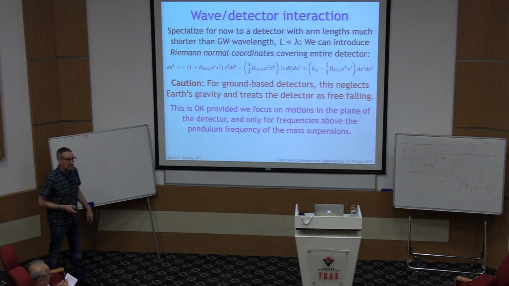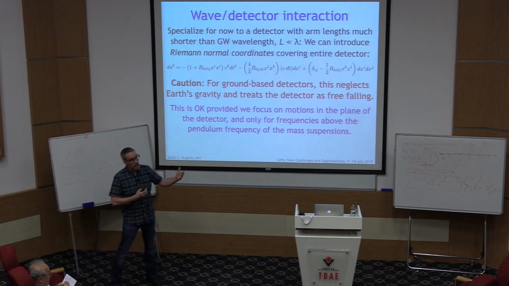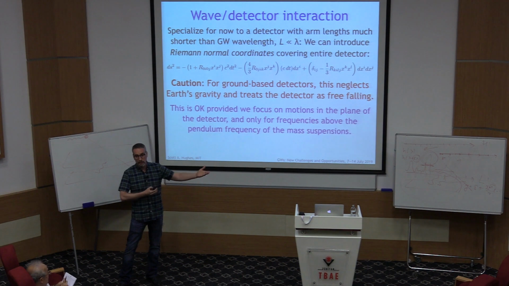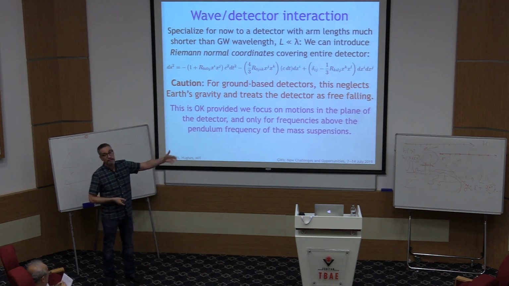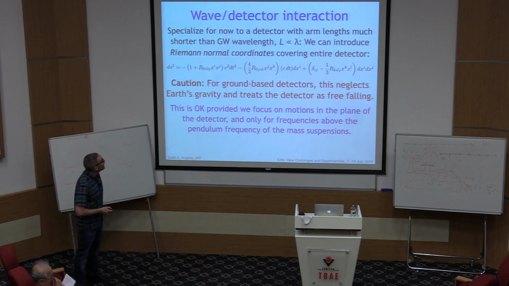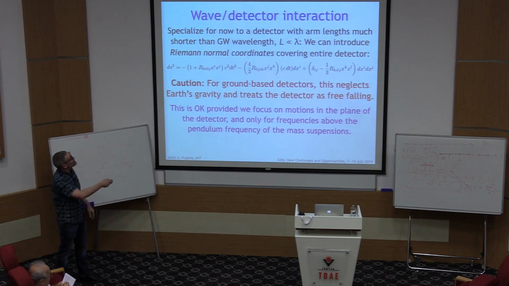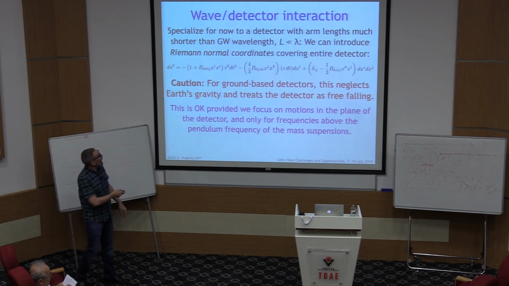Let's say they're sensitive up to about a kilohertz. And at a kilohertz, the wavelength is 300 kilometers. These arms are 3 kilometers, 4 kilometers. Great. So I have a separation of these length scales. What we can do then is introduce what are called Riemann normal coordinates that cover the entire gravitational wave detector. I mentioned here that in this description I'm going to neglect the Earth's gravity and treat the detectors as free falling.